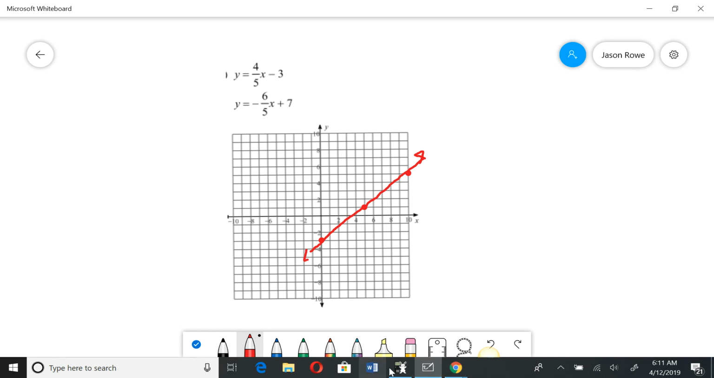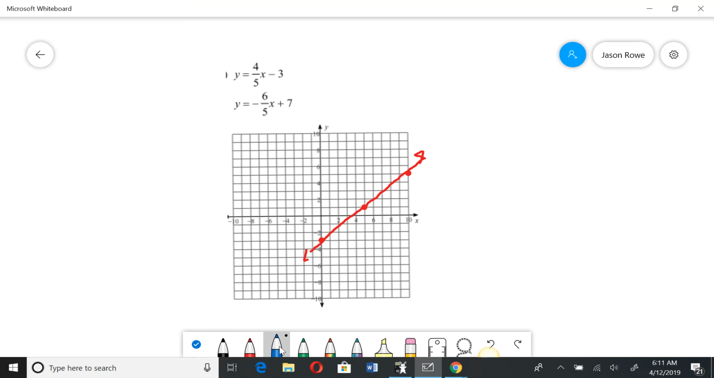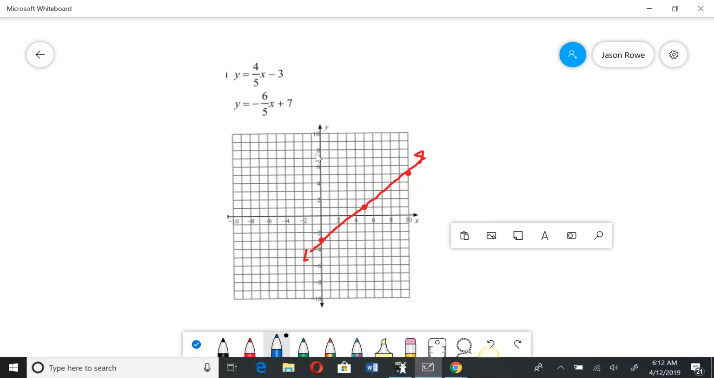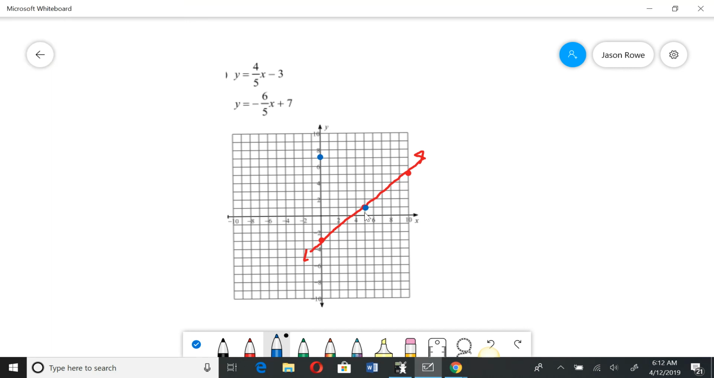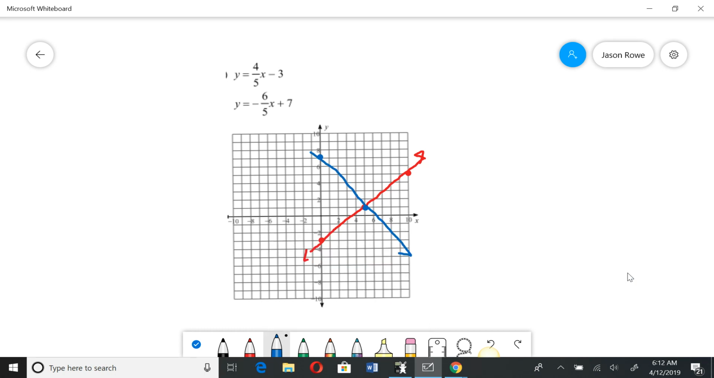And I'm going to do the same thing for the other line. So I'm going to scroll back up and look for some points here. On this one, I've got (0, 7) I can graph. So I'm going to change to blue here. I said (0, 7), right? So there's (0, 7). I've got (5, 1). Look at that. That's our point of intersection right there. Once I find my point of intersection, I don't really need to find any other points. So I'm going to go ahead and just draw that line. And so there's the point of intersection.